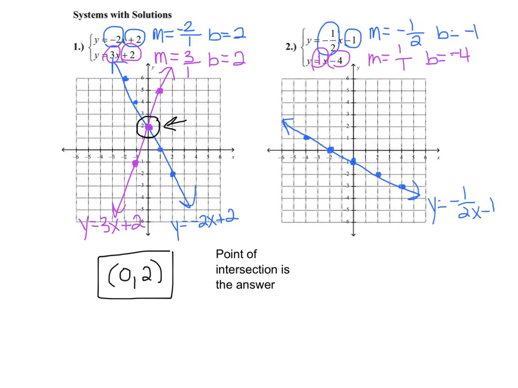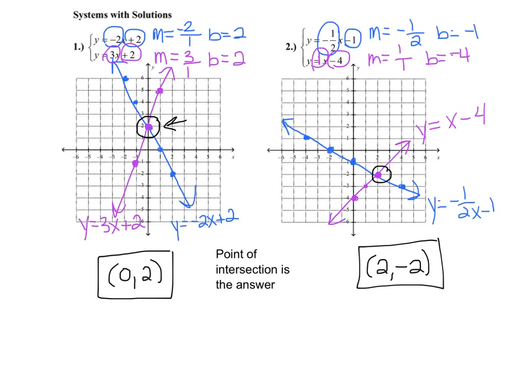So let's graph that. You're going to go down 4, and then you're going to rise up 1 and to the right 1. Again, up 1 and to the right 1. And once you hit a point, you can stop there. So we can make our line and label it y equals x minus 4. And then our point of intersection is our answer. So your answer is 2, negative 2. And that coordinate is a solution for both equations.